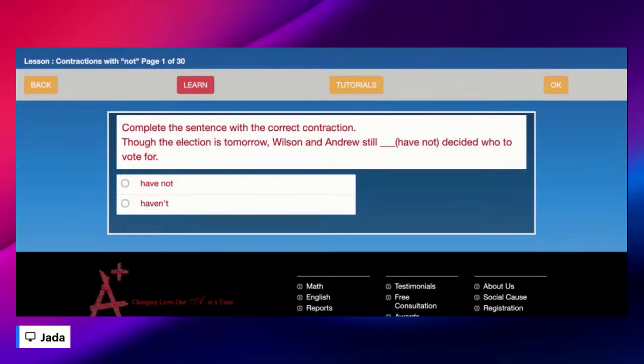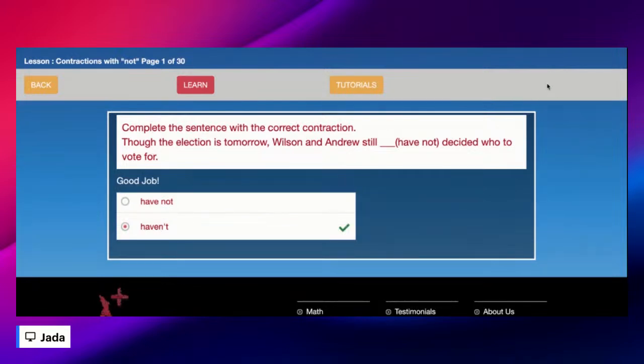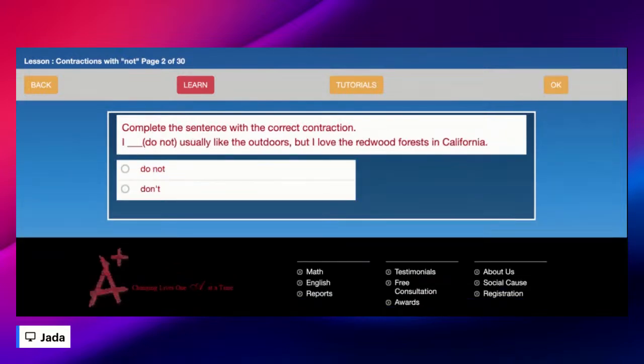Alright guys, so does not is like doesn't, it's still the same thing. Okay? So we have haven't. Though the election is tomorrow, Wilson and Andrew still haven't decided who to vote for. That's usually the outdoors, but I love the redwood forest in California. So what is the answer here?